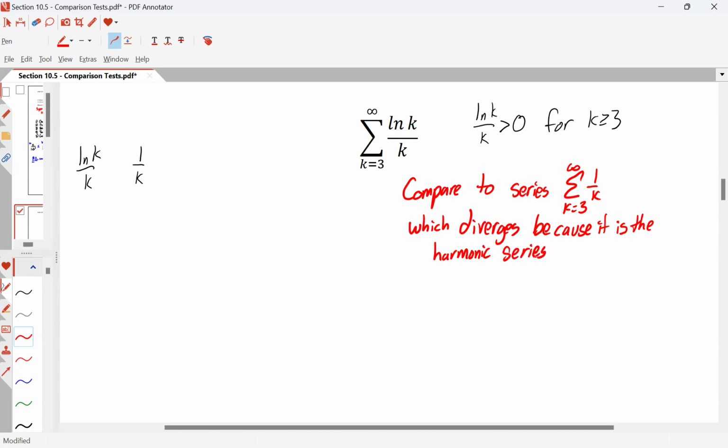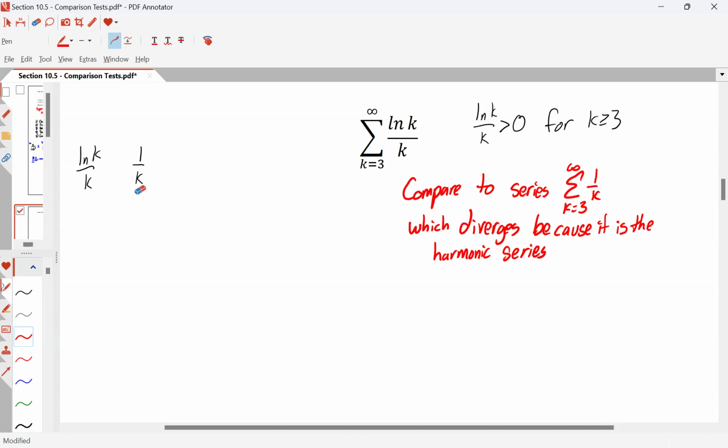So we have what we want to compare to. We know what we want to compare to diverges. Now for the direct comparison test, we just need to know how the sequences of what we're comparing compare to each other.